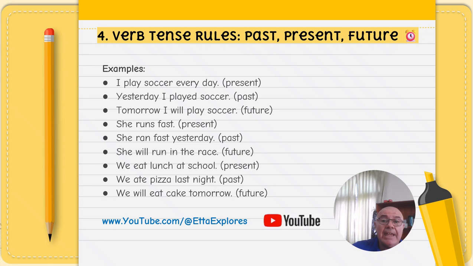I play soccer every day, present tense. Yesterday I played soccer, past tense. Tomorrow I will play soccer, future. She runs fast, present. She ran fast yesterday, past. She will run in the race tomorrow, future. We eat lunch at school, present. We ate pizza last night, past tense. We will eat cake tomorrow, future.